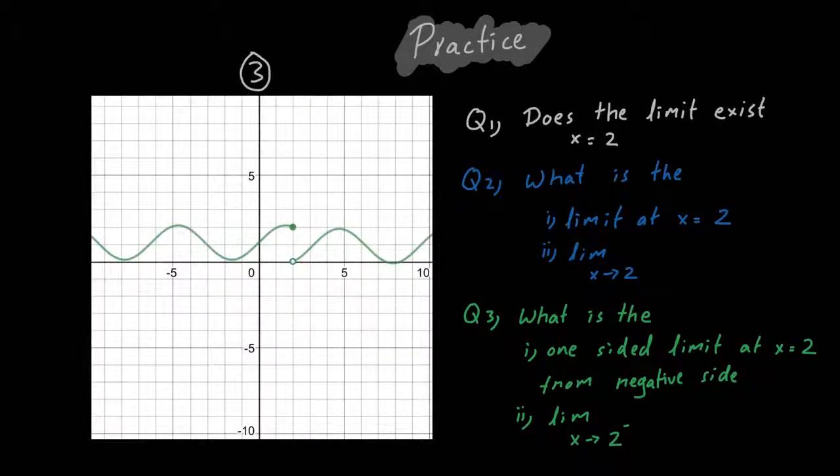Next question. Does the limit exist at x is equal to 2? We can see that if we approach from the negative side, it is approaching 2. If we approach from the positive side, it is approaching 0. Hence, the limit does not exist. What is the one-sided limit as x approaches 2 from the negative side? We have already seen that as we approach x is equal to 2 from the negative side, the y value approaches 2. Hence, our answer is 2.